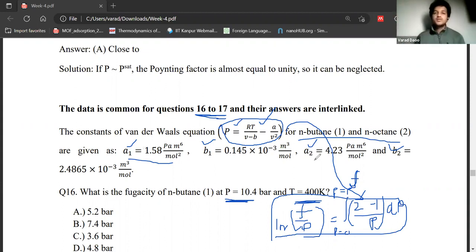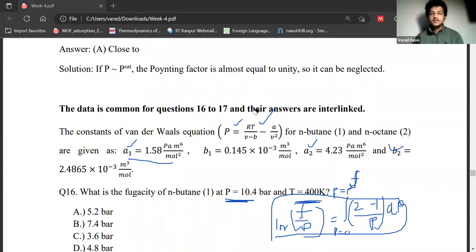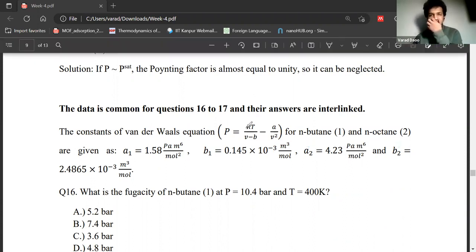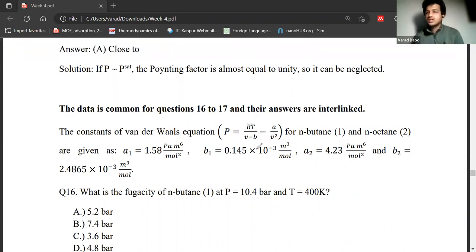Derive it. Remember, I'll explain again how you are going to do it, for those of you for whom this is not clear. Okay. So what we are asked to find is, we are given an equation of state. We are given the parameters of the equation of state. For the current case, the equation of state is van der Waals. The parameters are A1, B1, A2, B2. And we are asked to find the fugacity. So we know this expression ln f by p, which is the central expression for finding fugacity, right?